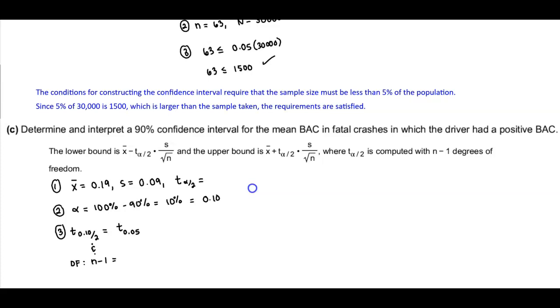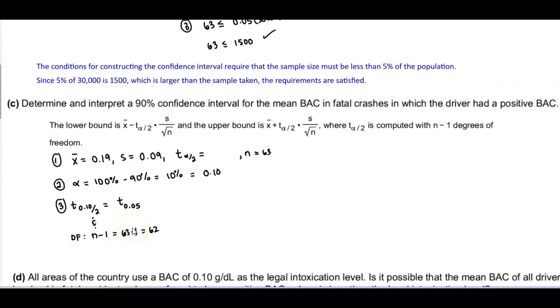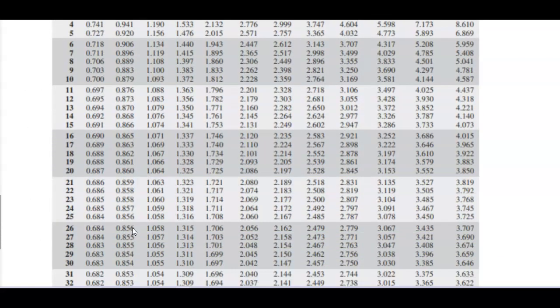Well, we know that n is the sample size that is given, which we need to also know. Well, the sample size is equal to 63. So we're going to take 63 and subtract 1 to get 62. Okay, so now we need to use the degrees of freedom, which is 62, and we can see that the area in the right tail is 0.05. So let's go down to our table here. Okay, so we're looking for 62.